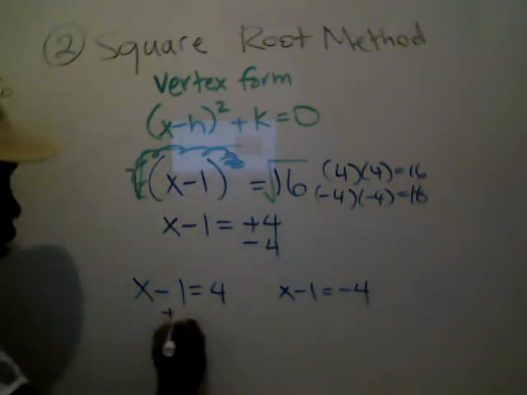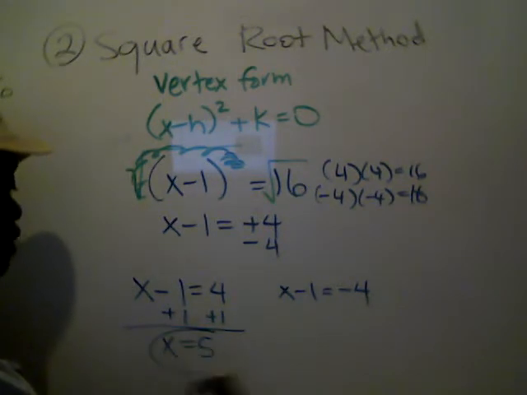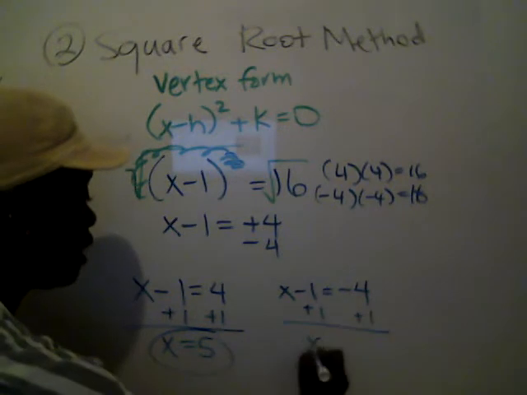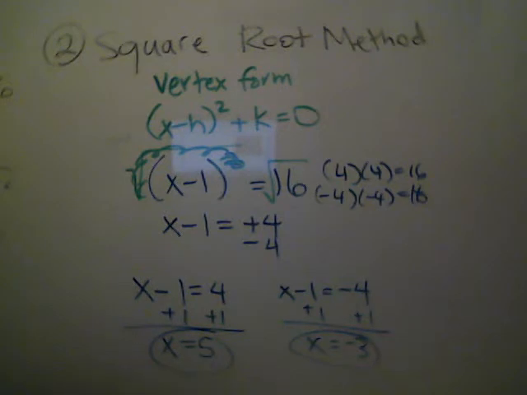And then we're going to just clean it up a little bit. We're going to add 1 on both sides, so we get x equals 5. That's one answer. And then we're going to add 1 here, so we get x equals negative 3 is the other answer. So negative 3 and 5 are the two answers.